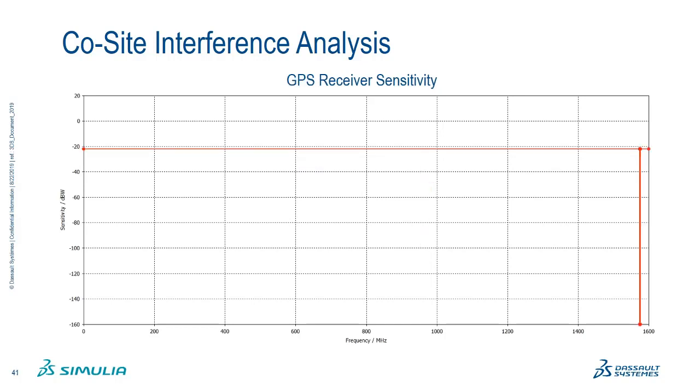And the sensitivity spectrum of the GPS receiver. This receives in the range of just below -20 dB watts to almost -160 dB watts. Very, very small signal. It needs to be very sensitive as the signal from the satellite may be very weak.